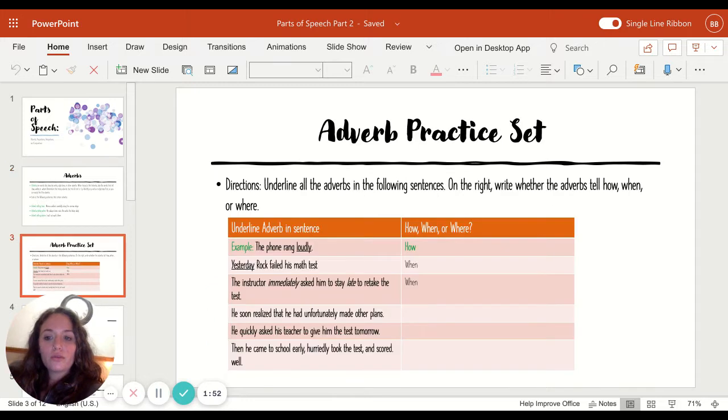So this is our adverb practice set. Underline all the adverbs in the following sentences.